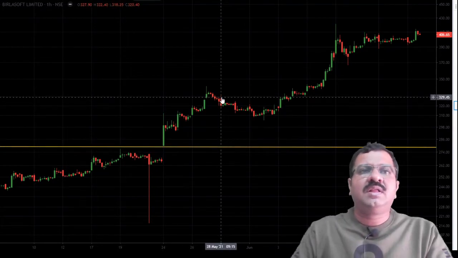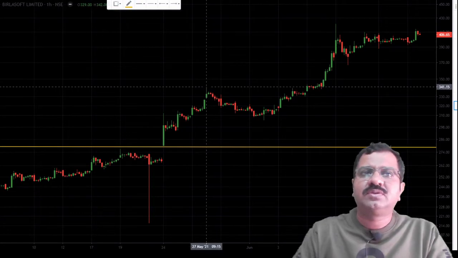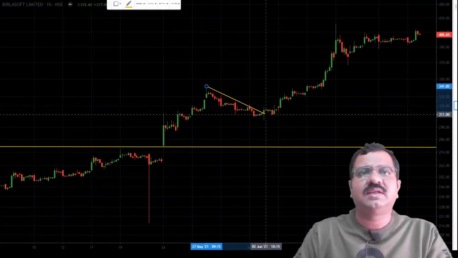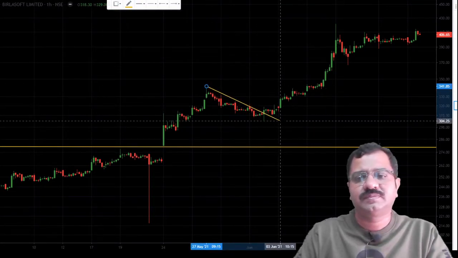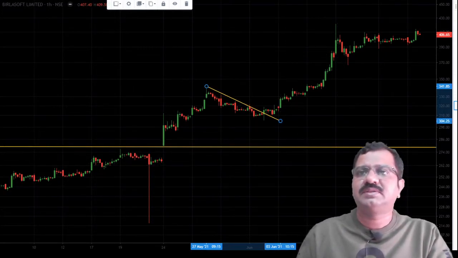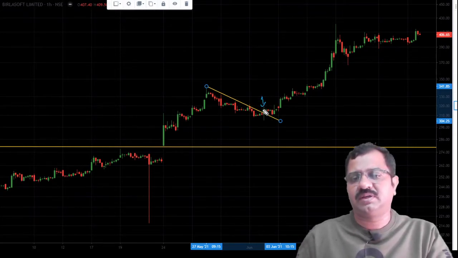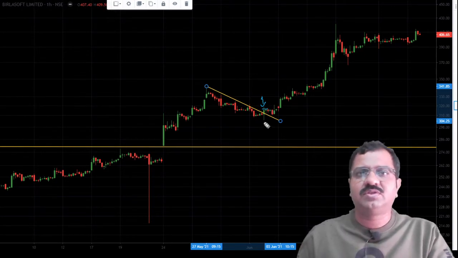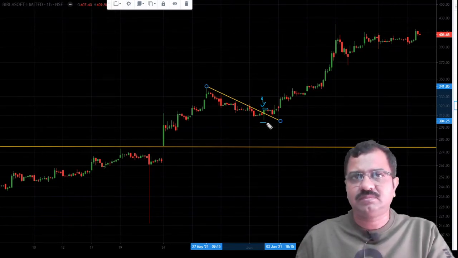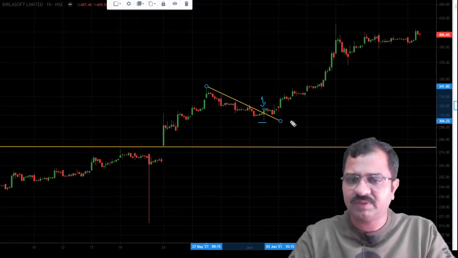Okay, then what you should do is draw a trend line like this. And when this trend line breaks at this point, you should enter. What should be your stop loss? Low of this candle. Fine.